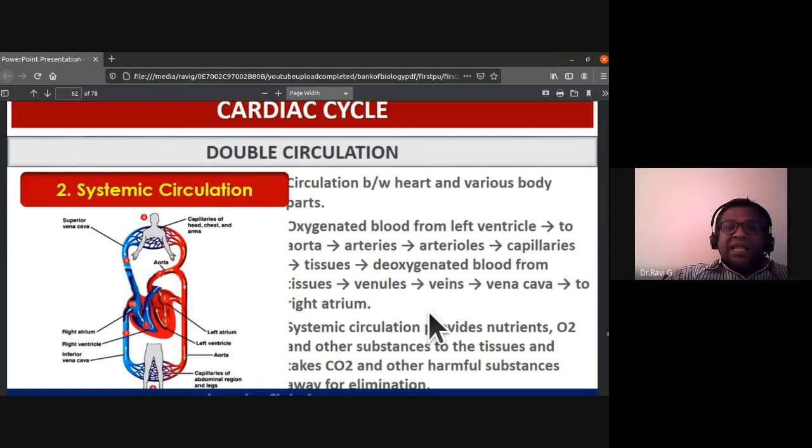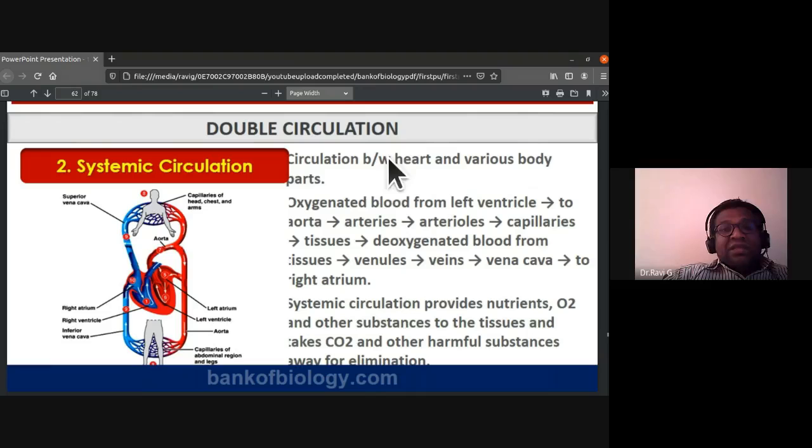Now the next one is systemic circulation. This is the major circulation. Systemic circulation is between the heart and various body parts.